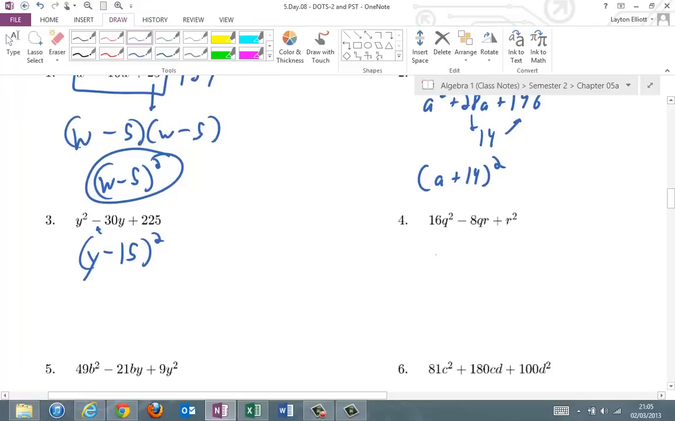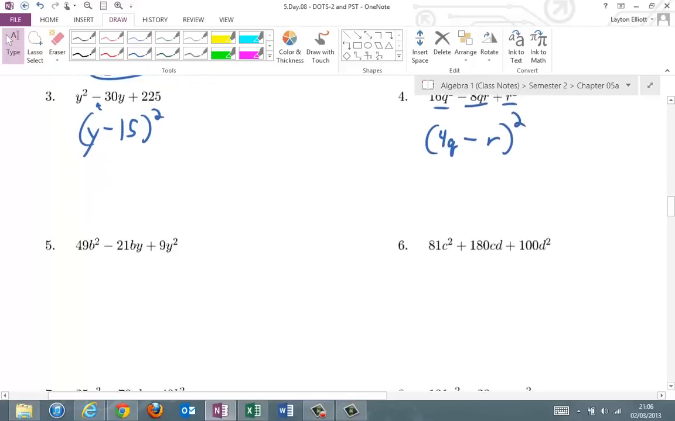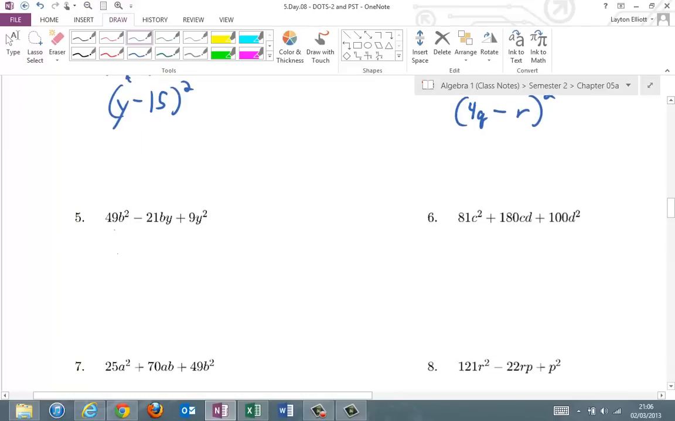Number 4, if this is going to be a perfect square, the first and the last terms have to be perfect squares, and they are. I have a 4q and an r, and if I make the middle term a minus, 2 times r times 4q gives me 8qr, so that is a perfect square. Number 5, if I take the square root, that's 7b. This is a 3y. This is a minus. Check.